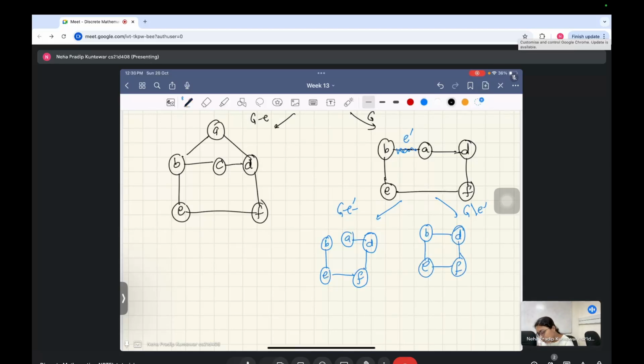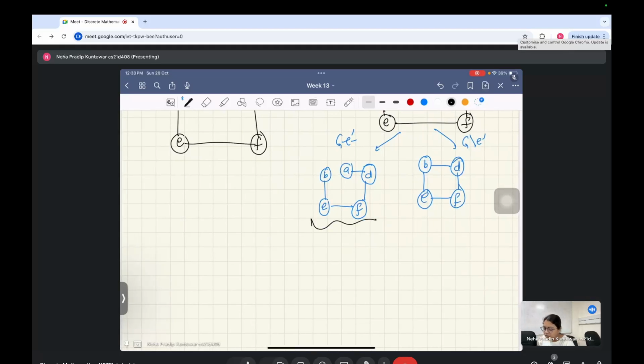Now to solve the chromatic polynomial for this, notice that the first vertex I can color in lambda many ways. The second vertex I can color in lambda minus 1 ways because I cannot choose the same color. Then for the other ones I can choose lambda minus 1, lambda minus 1, and so on. So what you get is lambda times lambda minus 1 to the 4.